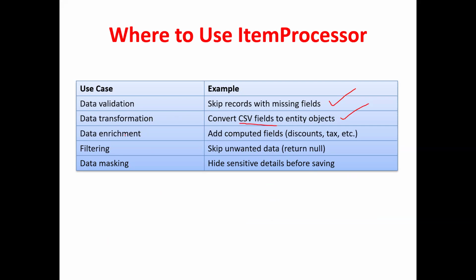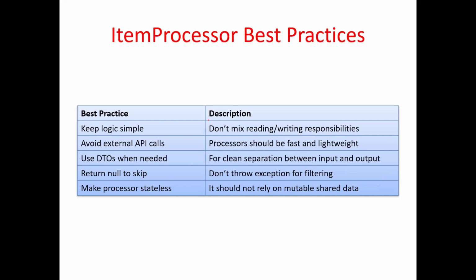And data enrichment, as I said, discount rates, GST, and different kinds of computation fields you can apply. Filtering, you are skipping unwanted data. Masking, like hiding sensitive details before saving the record into the database here. So this is a way to use the processor.